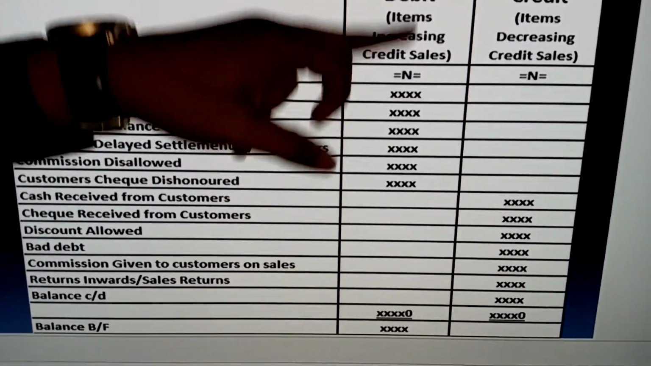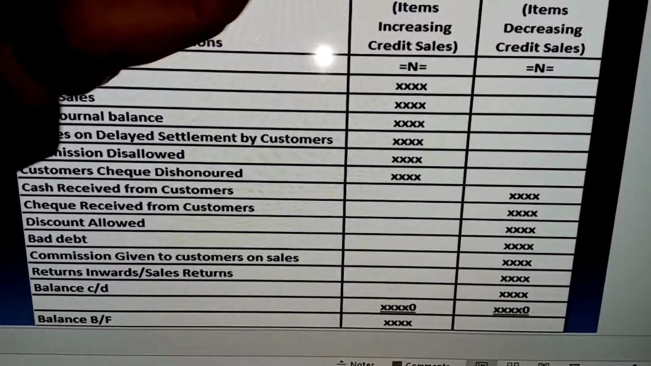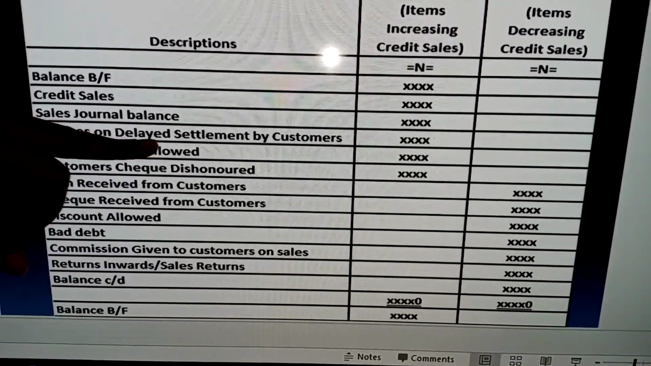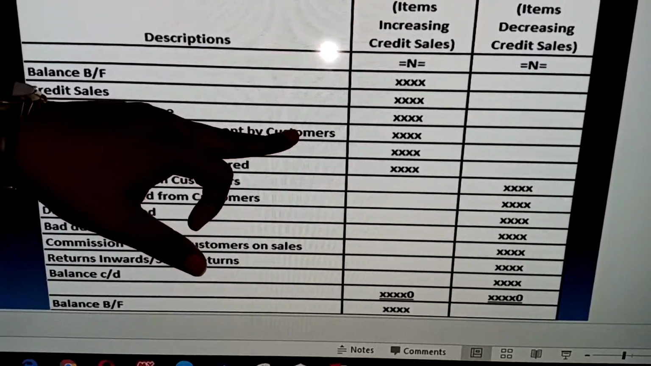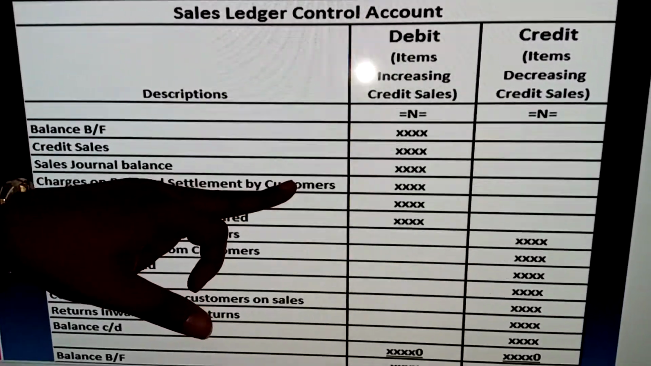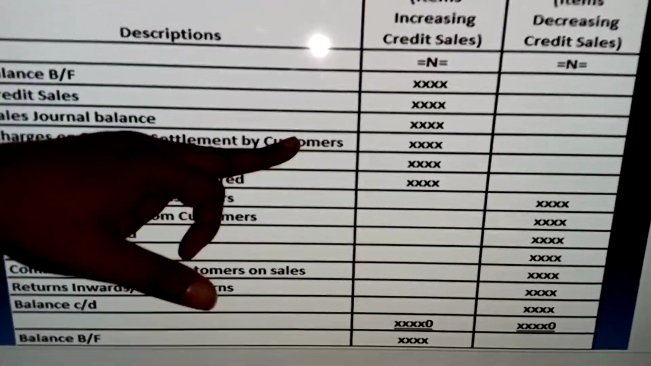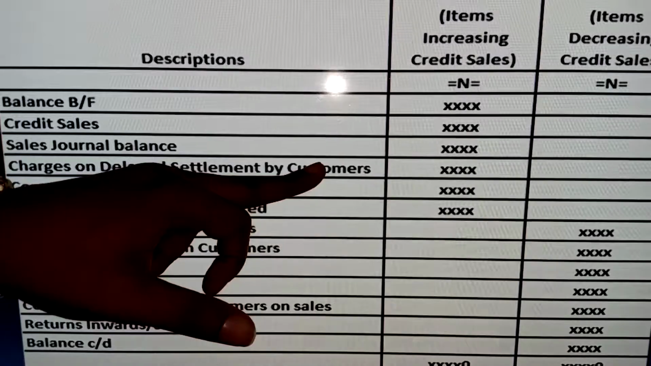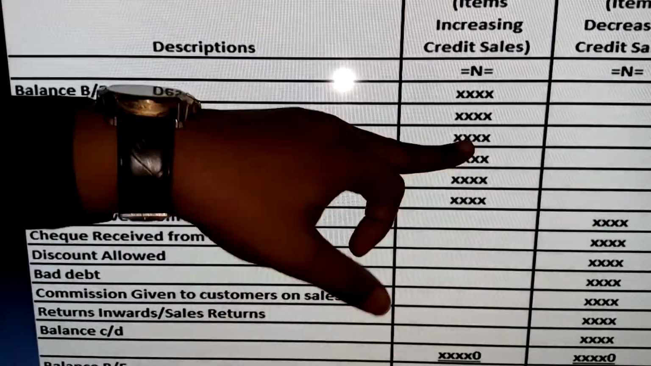Basically, everything that comes to the debit side should be increasing what customers are owing the business. The same thing here, charges on delayed settlement by customer. If a customer has not settled its bill and you are charging that customer for not settling the bill on time, it means that you are increasing what the customer is owing the business. That's why it's here in the debit side.